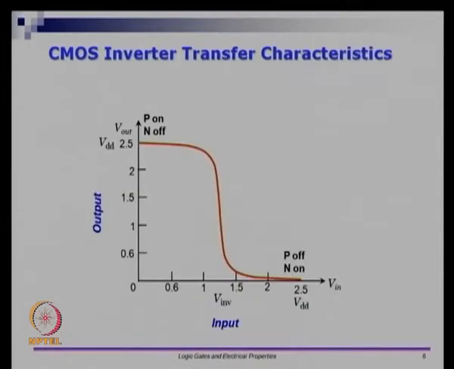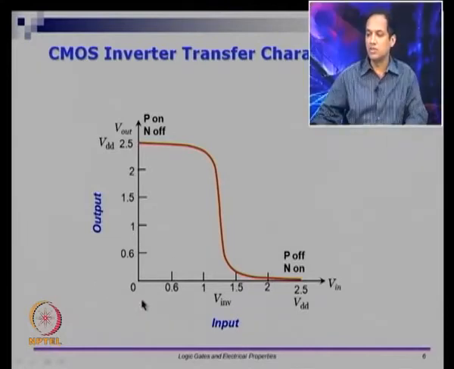Now let us see the transfer characteristics of a CMOS inverter. Transfer characteristics capture the input to output relationship. We will see how the output behaves with respect to input. If I have an input which can change from 0 to VDD, so I can take all possible values from 0 to VDD for input, I want to see what will be the value of the output.